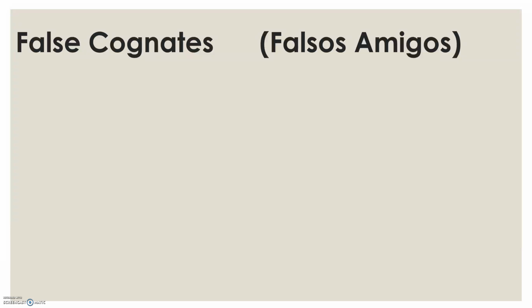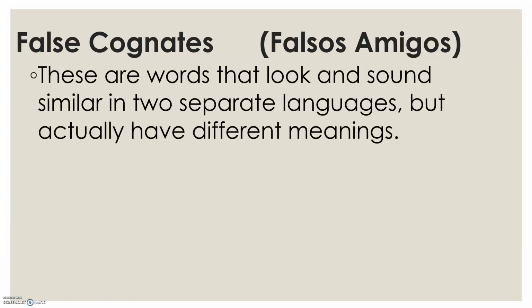Our final type of cognate is a false cognate or falsos amigos. False cognates are words that look and sound similar in two separate languages but actually have very different meanings. Falsos amigos are the ones you have to be careful and watch out for.